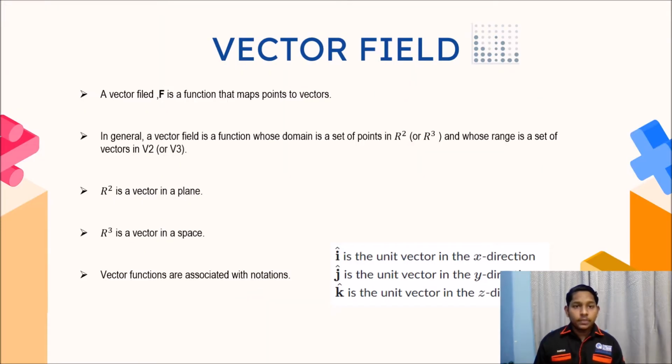A vector field is a function that maps points to vectors. In general, a vector field is a function whose domain is a set of points in R2 or R3 and whose range is a set of vectors in V2 or V3. R2 is a vector in a plane and R3 is a vector in a space. Usually, vector functions are associated with the notations i hat, j hat, and k hat. I hat is the unit vector in the x direction, j hat is the unit vector in the y direction, and k hat is the unit vector in the z direction.